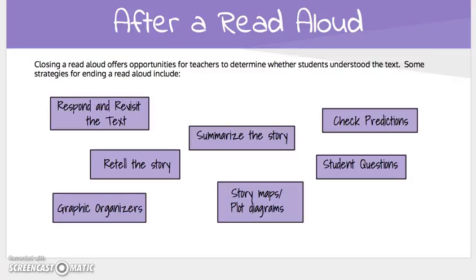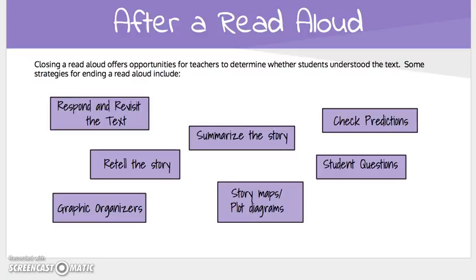Once you finish your read-aloud, there are several ways you can close the lesson. You could have students respond, and you could revisit the text, go back and talk about things that happened. You could have students retell the story, or you could retell the story, summarize the story. You could have students check predictions they made if they wrote it in their journal, or just discuss it with a peer and see if they were right or wrong. You could take some student questions about the story.